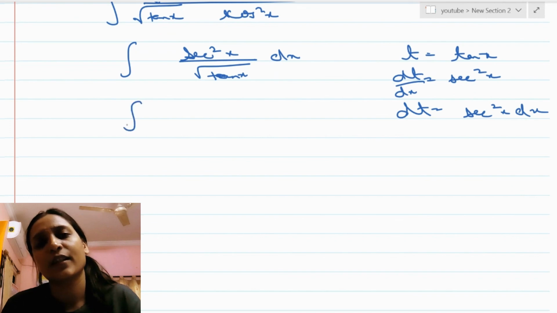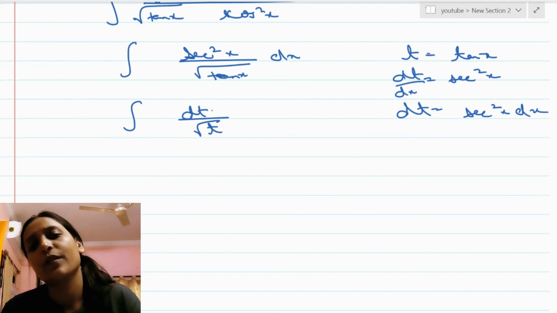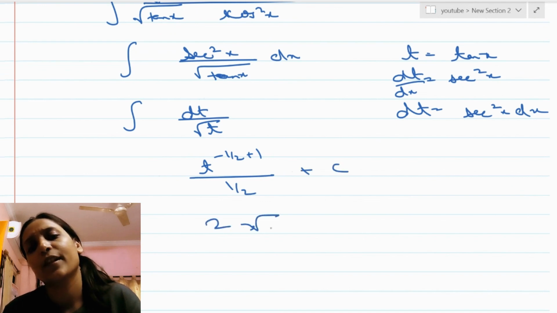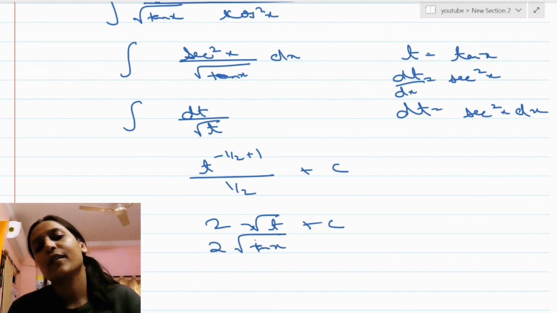So we are going to get integral dt divided by root t. So root t's integration would be t to the power minus 1 by 2 plus 1 divided by minus 1 by 2 plus 1, which is going to be 1 by 2, plus c. So your answer should be 2 root t plus c, where t is nothing but tan x. So this is going to be 2 root tan x plus c.